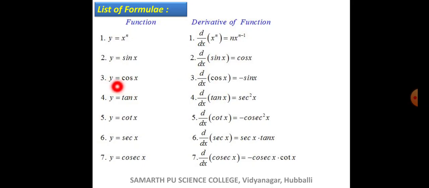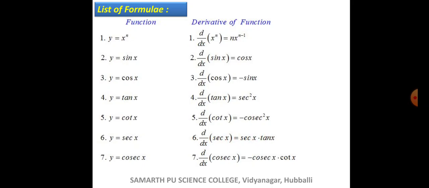If y equals cos x is a function, then the derivative of this function is minus sin x. If y equals tan x, then the derivative is sec square x. If y equals cot x, then the derivative is minus cosec square x. Similarly, y equals sec x, the derivative is sec x into tan x. The derivative of cosec x is minus cosec x into cot x. This is a very important formula.